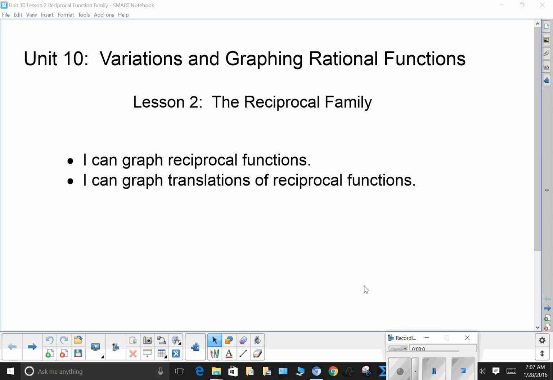Transformations and graphing rational functions. We're going to talk about the reciprocal family in this lesson, and at the end of it you should be able to graph the reciprocal functions using translations, transformations, stretches, compresses, etc.